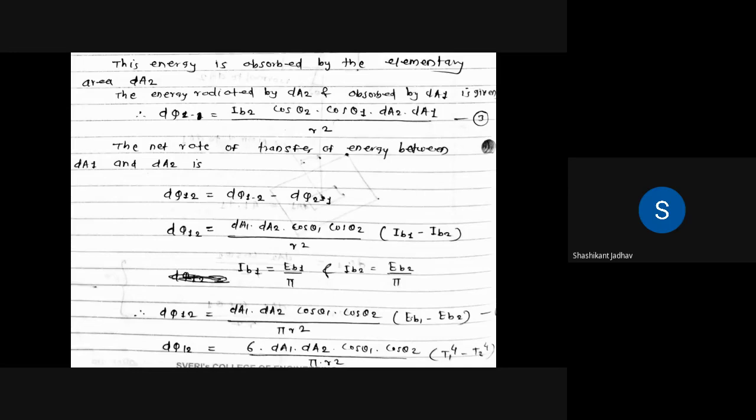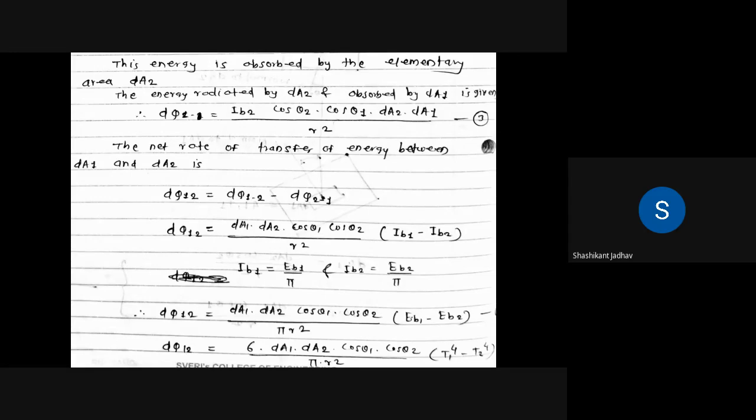So I have to write down the equation dQ12 is equal to dA1 dA2 cos theta 1 cos theta 2 divided by pi r square into bracket EB1 minus EB2, and that is equation number 4. So all of you write down equation number 4. In the PPT, that part is not seen to you. Okay, so we have to write down equation number 4.